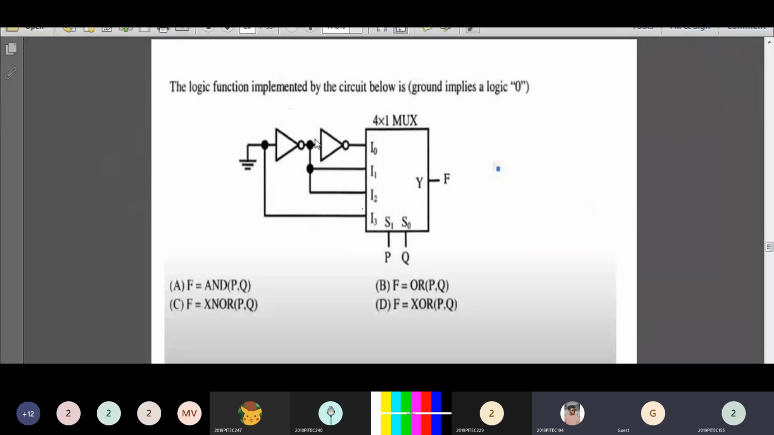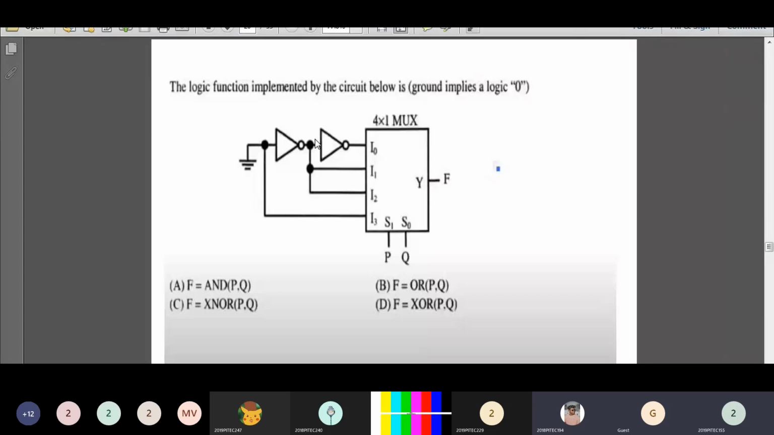Now we are going to write the expression for F. You have to consider I1 and I2 only. When is I1 selected and when will I2 be selected at the output? When your selection input is 0 0, I0 is connected. When your selection input is 0 1, I1 is connected. That 0 1 is represented as P dash Q.